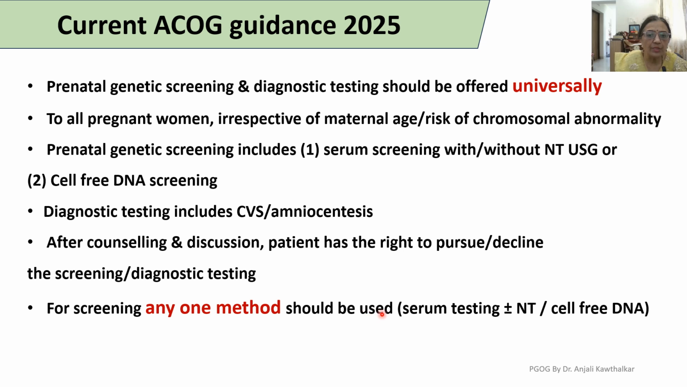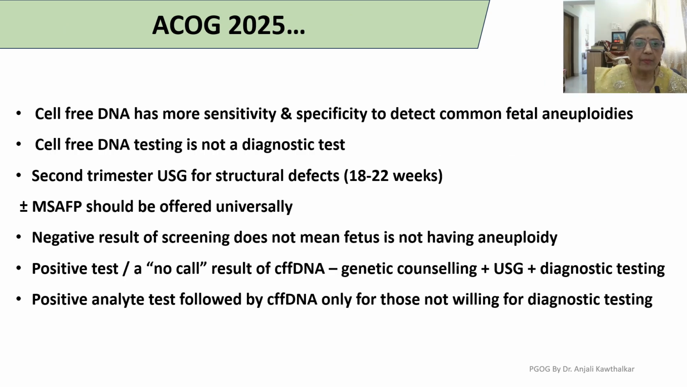For screening, any one method should be used. That means a combination of analyte testing, serum screening, and cell-free DNA screening is not to be used, because it adds to confusion. So either we have to do serum testing with or without NT, or we have to proceed with cell-free fetal DNA screening. Cell-free DNA has more sensitivity and specificity to detect common fetal aneuploidies, whereas if we compare for all the fetal aneuploidies together, the possibility of having a high-risk group is greater if we do the traditional analyte testing. Cell-free DNA testing is not a diagnostic test.